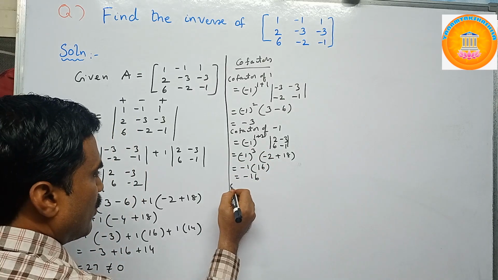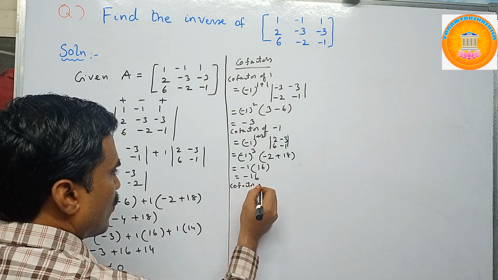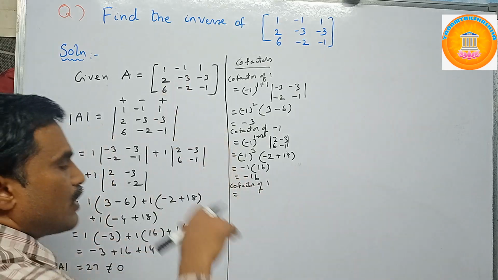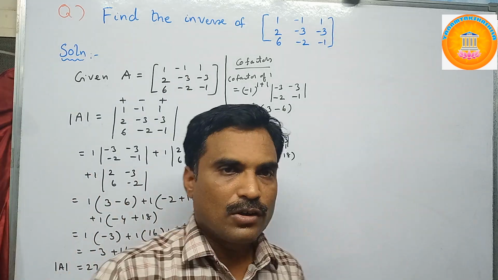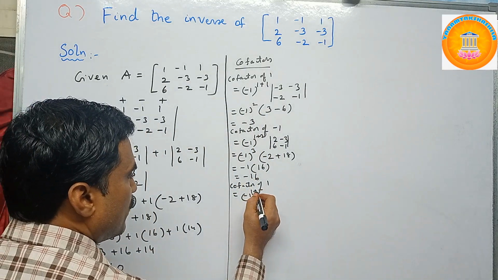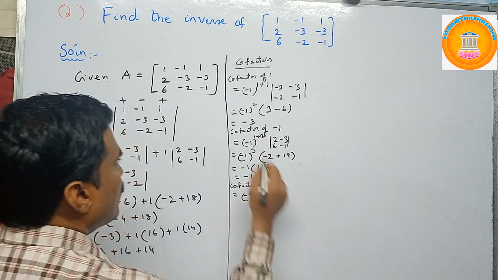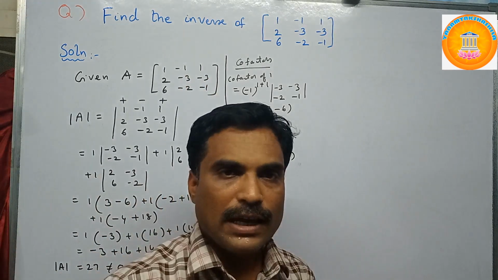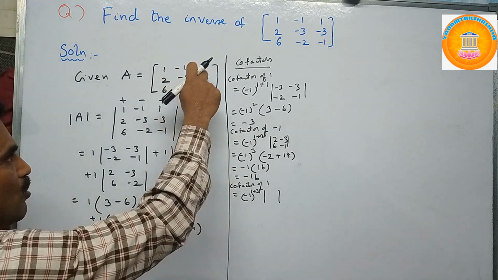So next one is cofactor of, what is the number? 1. So what is the cofactor of 1? Where is 1 located? It is in first row, third column. So i value is 1 and j value is 3. So 1 plus 3 into minor of this 1. Now minor of 1 is what? It is the determinant of the elements which are not in first row and third column.